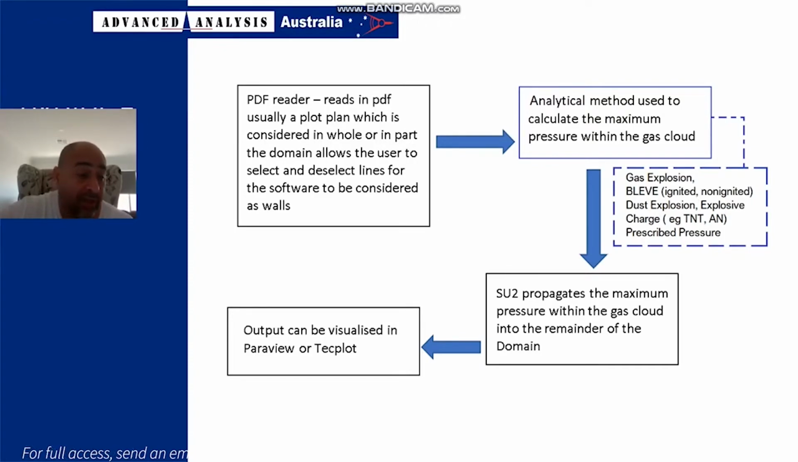You could do a TNT equivalent explosion if you're doing something like ammonium nitrate or an improvised explosive device like a terrorist activity. So you calculate the source, the strength of the explosion, that is then passed on to SU2, an open source CFD software, and that allows you to propagate the explosion into the wider domain, and we'll show you exactly how that works for several examples.